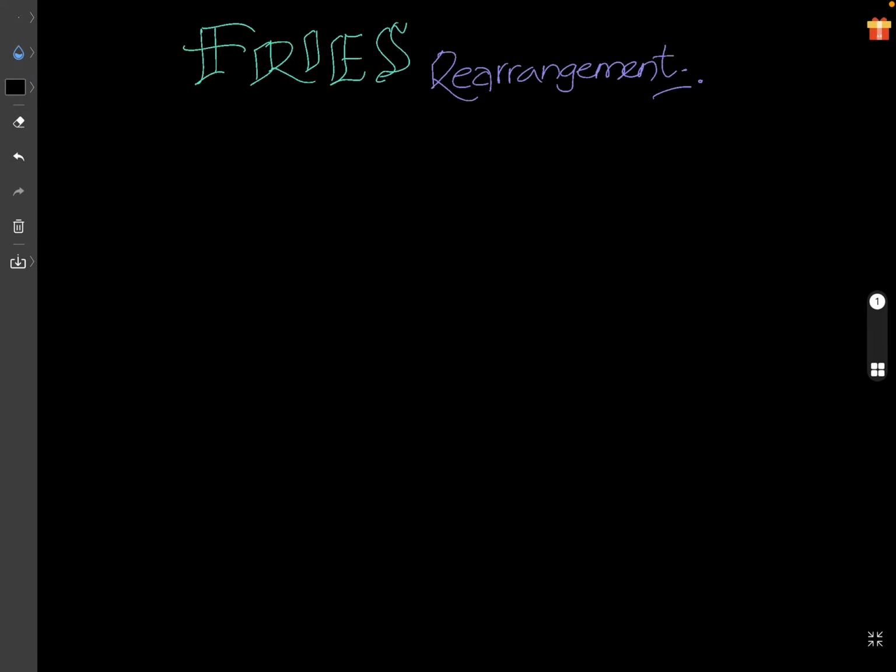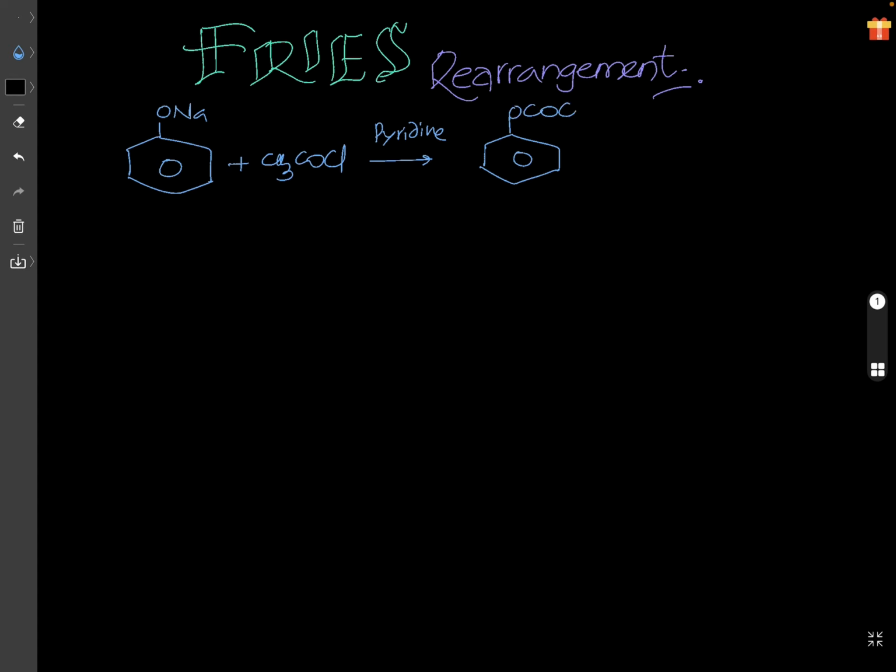Fries rearrangement. Very, very interesting it is. Actually, first sodium phenoxide, when treated with CH3COCl, this is acetylation. You can go for it in the presence of pyridine. Acetyl chloride with ONa gives phenyl acetate, OCOCH3. Phenyl acetate is formed.